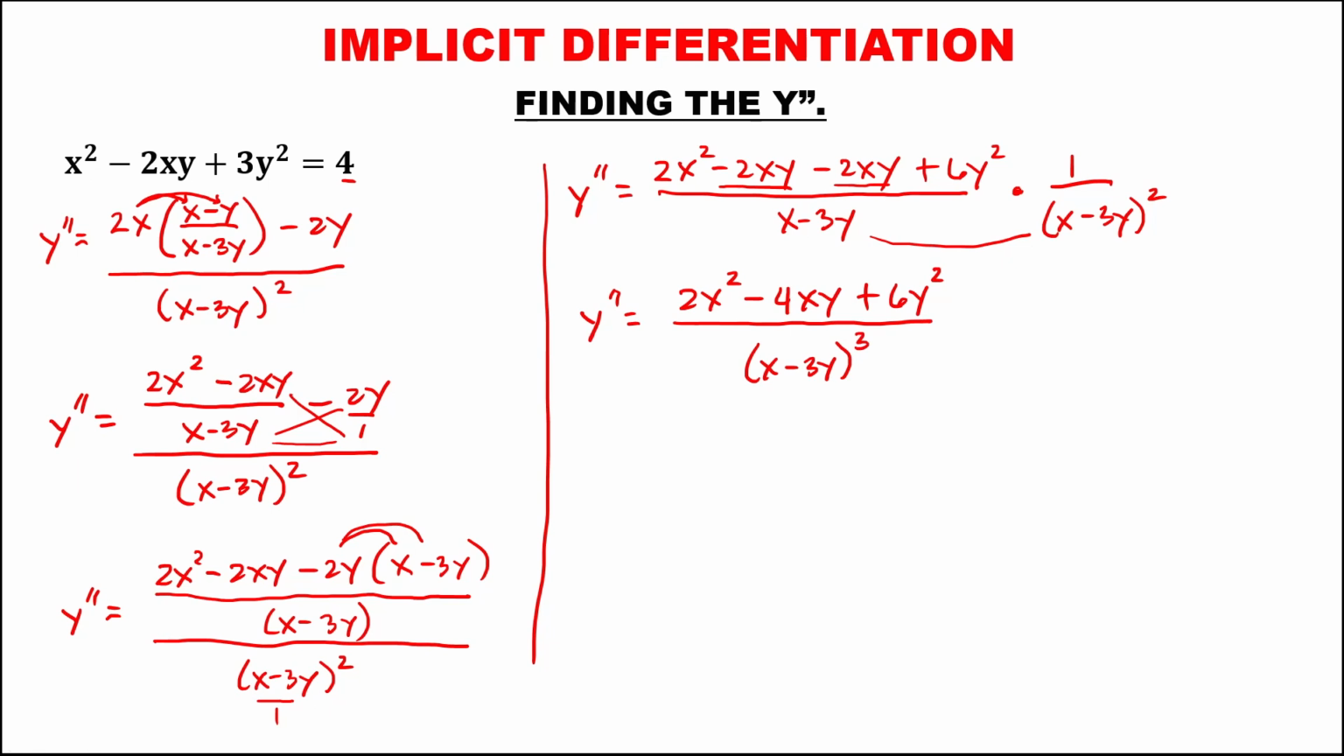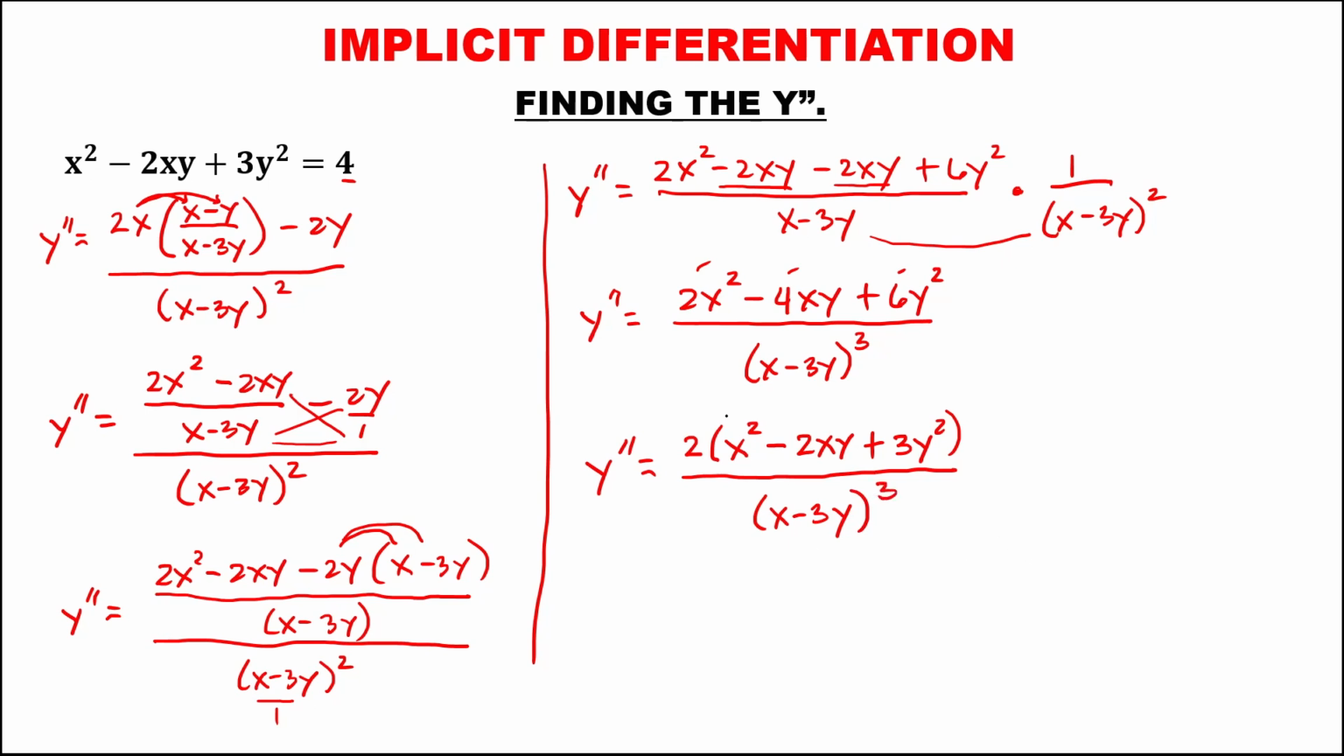Then observe in the numerator, so we can factor out 2 because all these numbers are divisible by 2. So we have y double prime equals, so we need to put 2 outside, divide by 2, this is x squared, then minus 4 divided by 2, that's 2xy, then plus 6 divided by 2, that's 3y squared, then over the quantity of x minus 3y to the power 3.